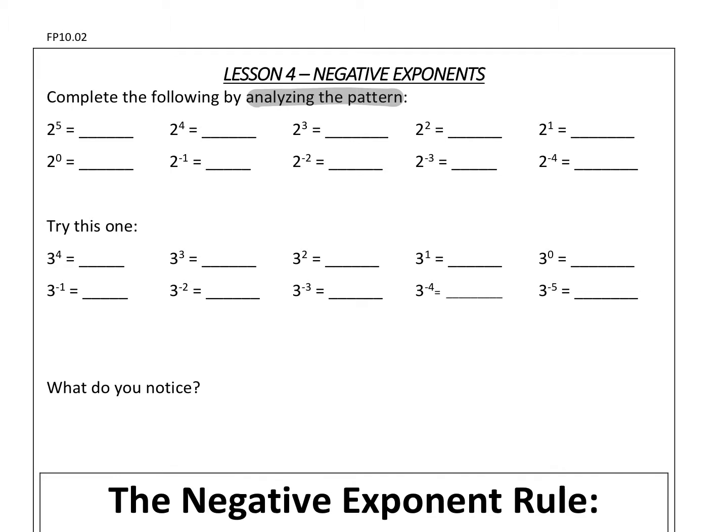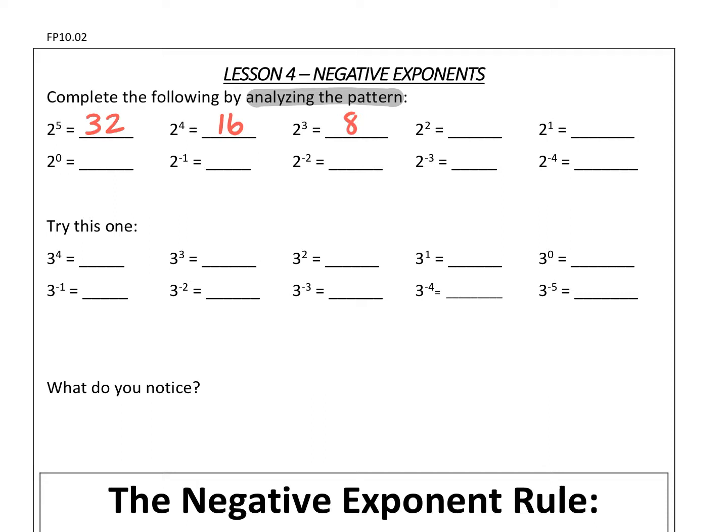So 2 to the power of 5 is 2 times 2 times 2 times 2 times 2. I think I have enough of them, maybe another 2. But that is 32, okay? 2 to the power of 4, so 2 times 2 is 4, times 2 is 8, times 2 is 16. All right, so let's do one more and then let's look at the pattern. 2 to the power of 3 means 2 times 2 times 2, which is 8.